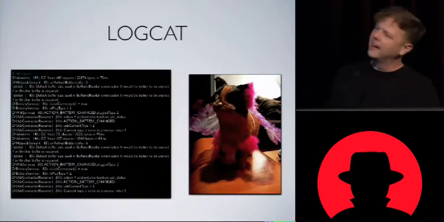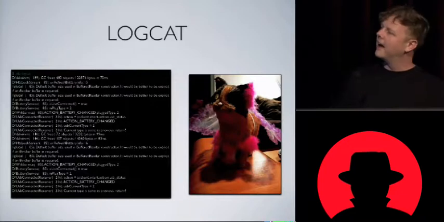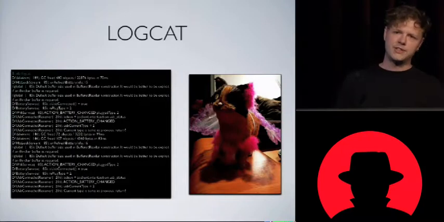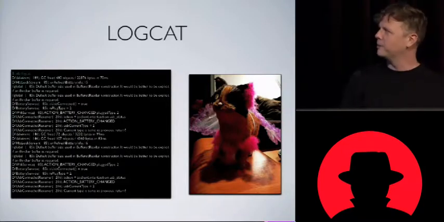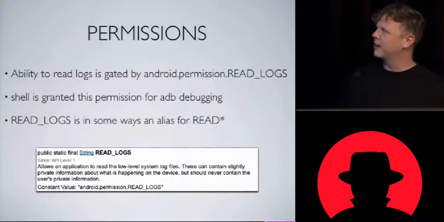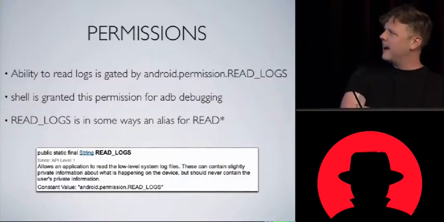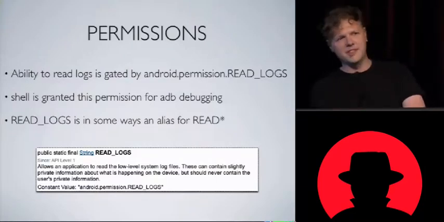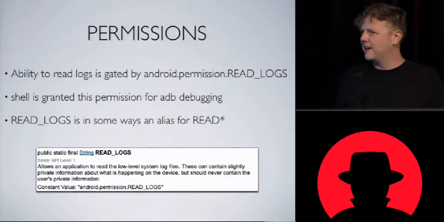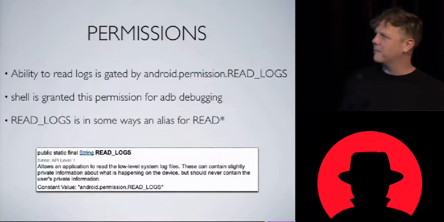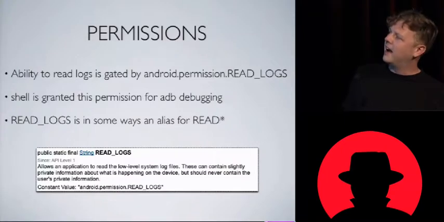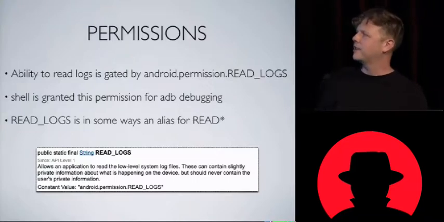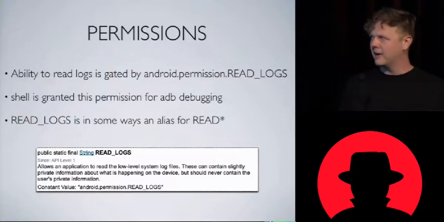So the Logcat utility can be used to look at these logs. Typically on a phone that's got debugging enabled, you'll just use ADB to look at that when you're working on your app. Now, the ability to read logs is gated by the READ_LOGS permission. So this is not as fun as some of the 0 permission stuff that David was talking about, but it's still kind of interesting. In the case of a phone that's in debug mode, the shell account is granted permission so that you can invoke Logcat over ADB.